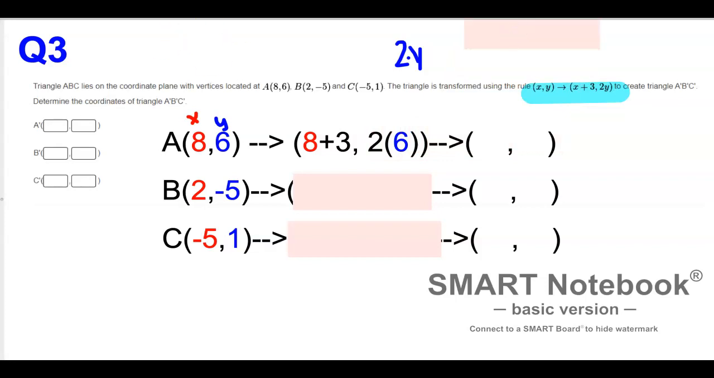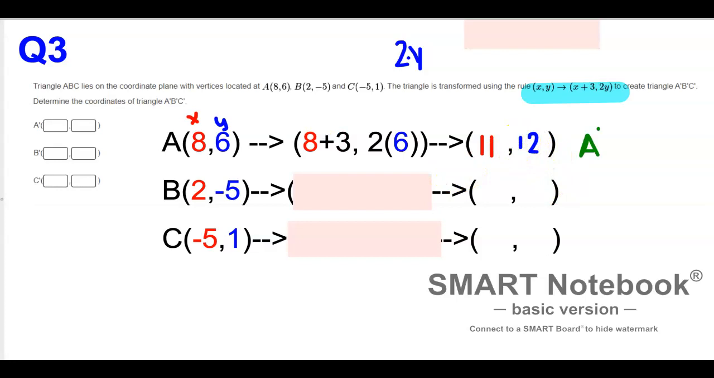So you substitute your original coordinates into the rule, and then you simplify. So 8 plus 3, we can type that in Desmos if we need to. We know that's 11. And then 2 times 6 is 12. So here, the coordinates of A prime, our transformed A coordinate, would be (11, 12). Our new x value is 11. Our new y value is 12.